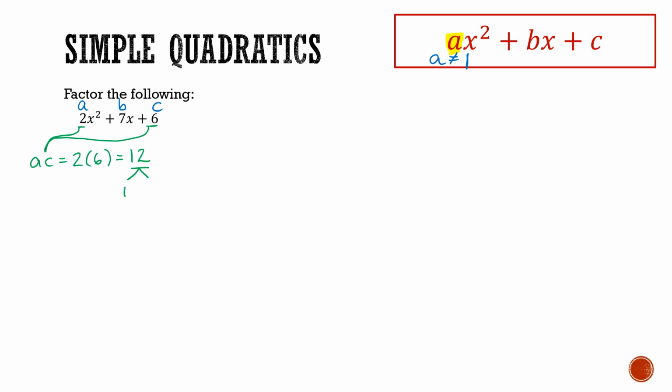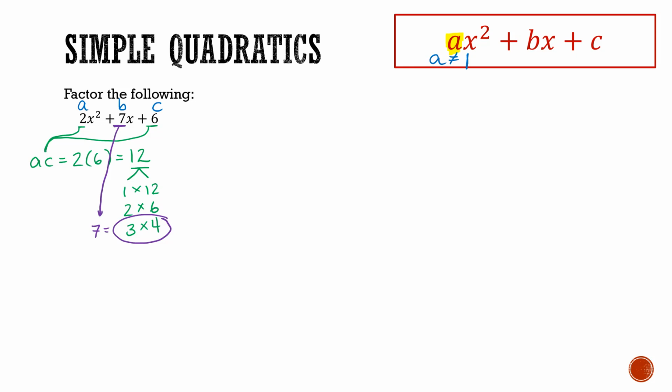I've got 1 times 12, 2 times 6, 3 times 4, and of course the negatives of these values as well, should we need. Next, we're going to look at this 7 here, this coefficient for x, and see which of these factors add up to get to 7. I can see here that 3 and 4 total up to the 7 that I'm looking for. So I've got 7 is equal to 3 plus 4.